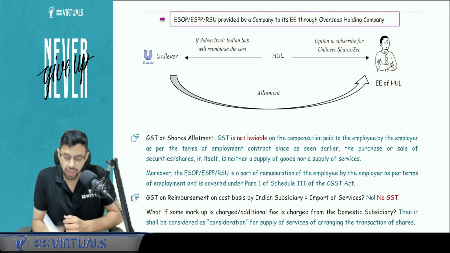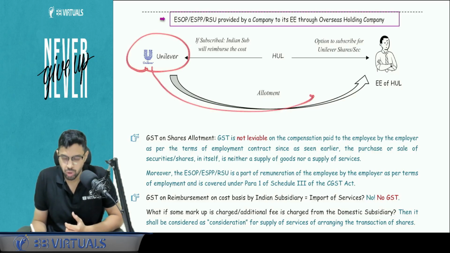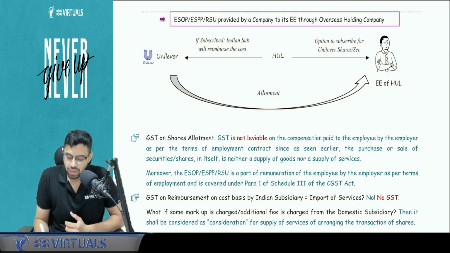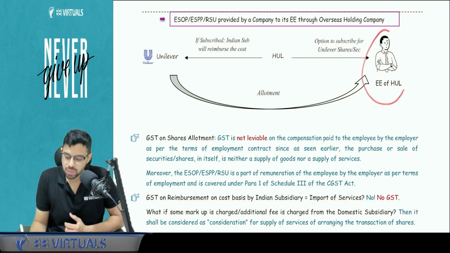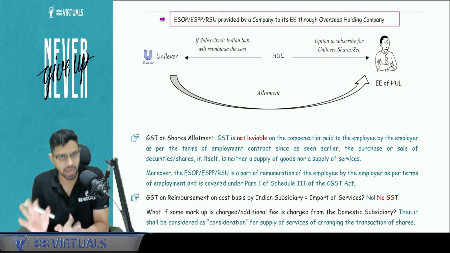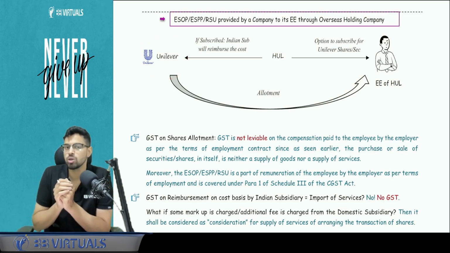But tell me one thing, another transaction is that this particular company is allotting the securities, so it needs the payment for securities. Who will pay? HUL. Why? Because HUL has given this option, right? This person is not going to buy. This person is not going to pay. This person is only and only going to subscribe. It is a part of his employment contract. So who is going to pay for the securities of Unilever?